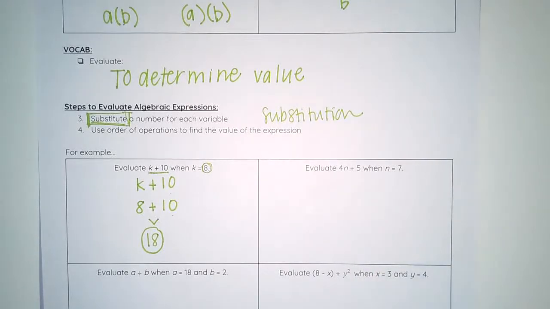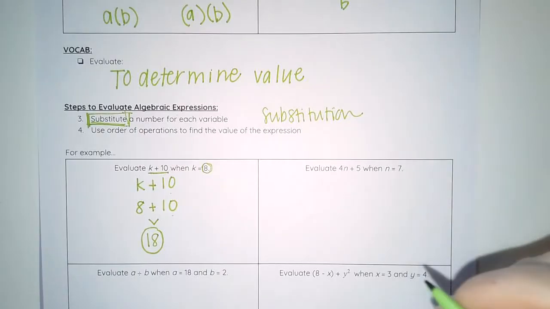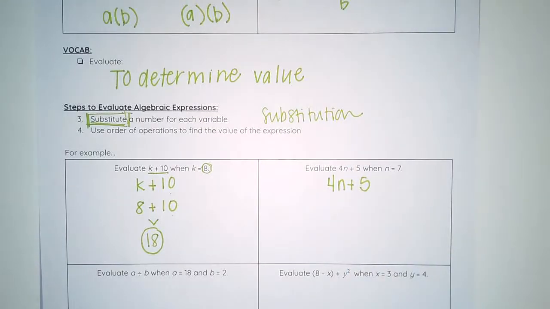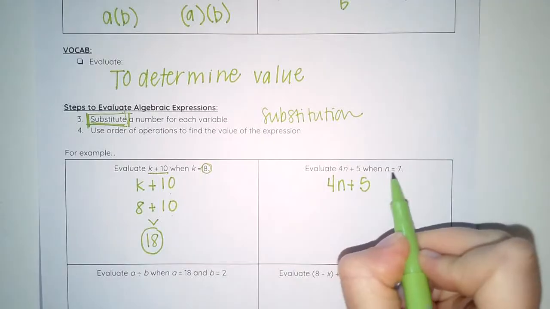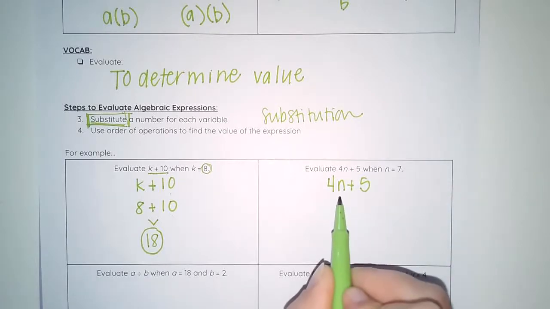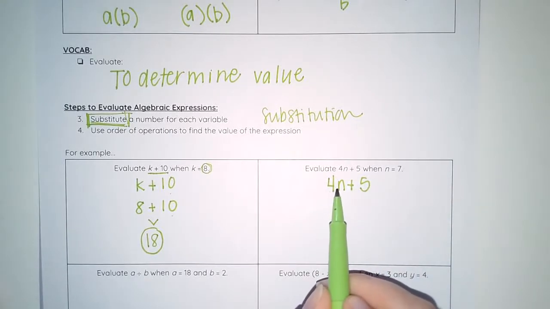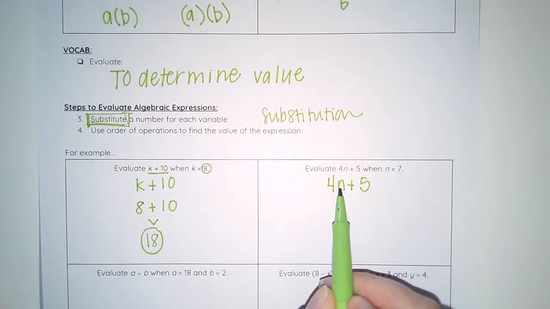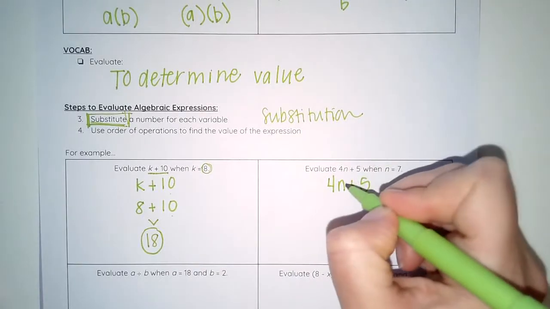Let's try another example here. It says, evaluate 4n plus 5 when n equals 7. What is our first thing that we need to do? Well, we need to rewrite our expression. Now that we have our expression rewritten, what is our next step? It says that n equals 7. So I'm going to substitute n with 7. Now here we see that 4 times n. Okay, we know that the number, the coefficient, and the variable next to each other means that we're multiplying.